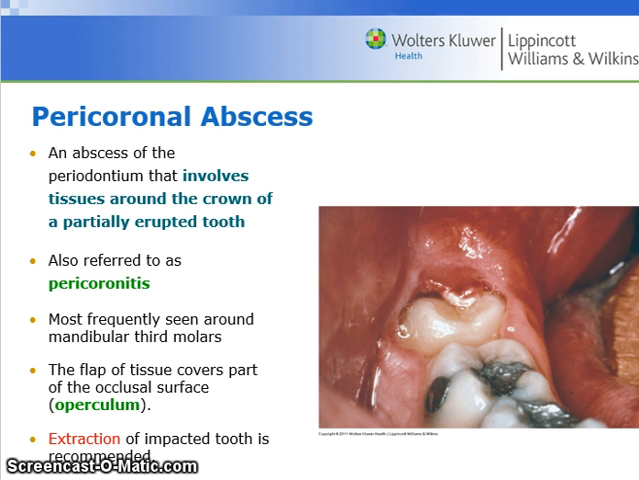A pericoronal abscess is an abscess of the periodontium that involves the tissues around the crown of a partially erupted tooth. The flap of tissue is referred to as the operculum. In this case, the extraction of the impacted tooth is recommended.